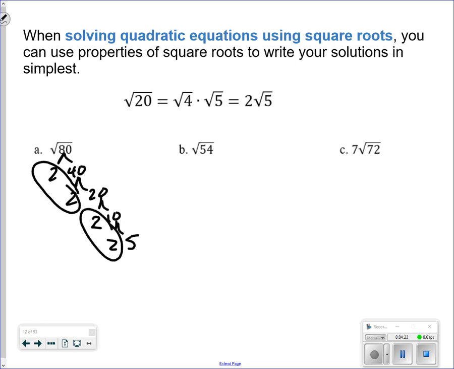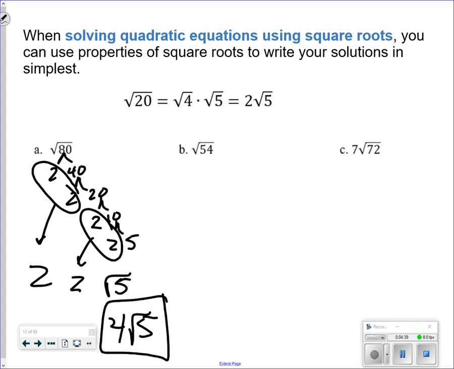Anytime you get a pair, it gets to come out of the radical, and anytime you have a single, it has to stay in the radical. So I have a 2 that gets to come out, a 2 that gets to come out, and a 5 that has to stay in. So this is 4 square roots of 5. Square root of 80 is equivalent to 4 square roots of 5.